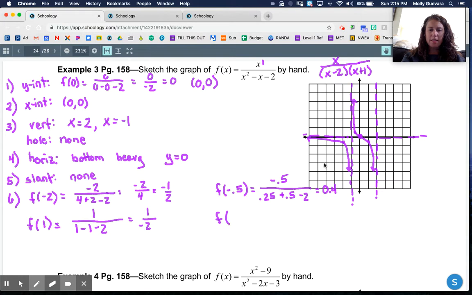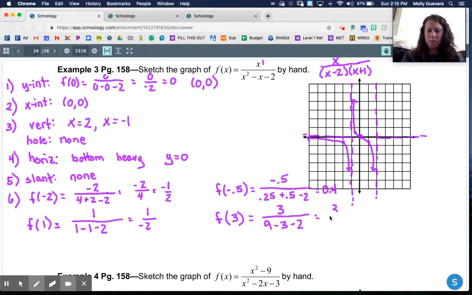And then the last thing is I need to plug in a number to the right of this asymptote. So I'm going to plug in 3. And you can plug in any number to the right. You can plug in 20, right? I'm just trying to pick easy numbers. So that gives me 3 on the top. 3 squared is 9 minus 3 minus 2.